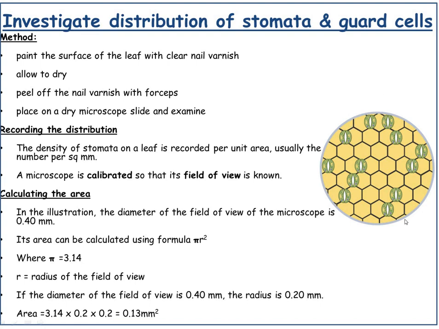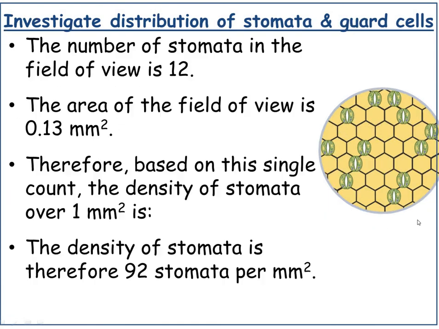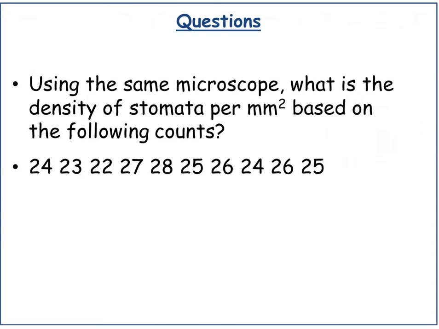So now you've got the area of your field of view. You then count how many stomata there are in the field of view. Here there are 1, 2, 3, 4, 5, 6, 7, 8, 9, 10, 11, 12. So there's 12 in that field of view. The area of the field of view is 0.13. So to find out how many there are in 1 millimetre squared, the density of stomata is therefore 92 stomata per millimetre squared.